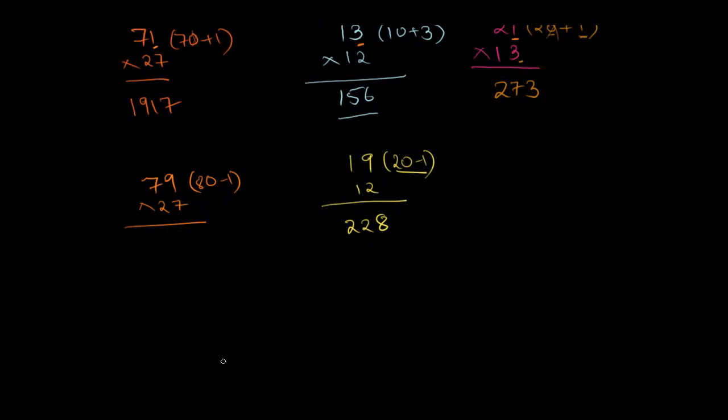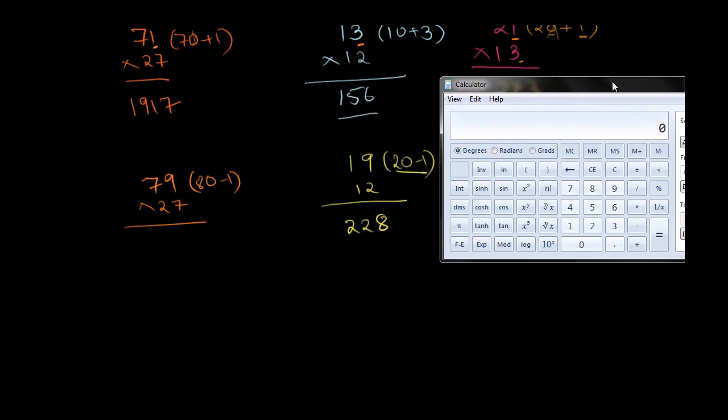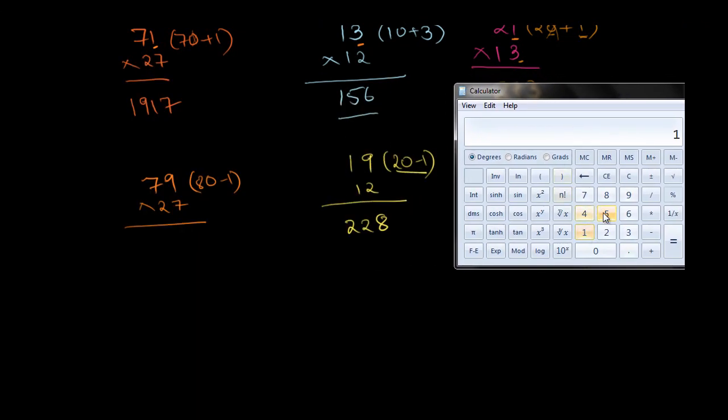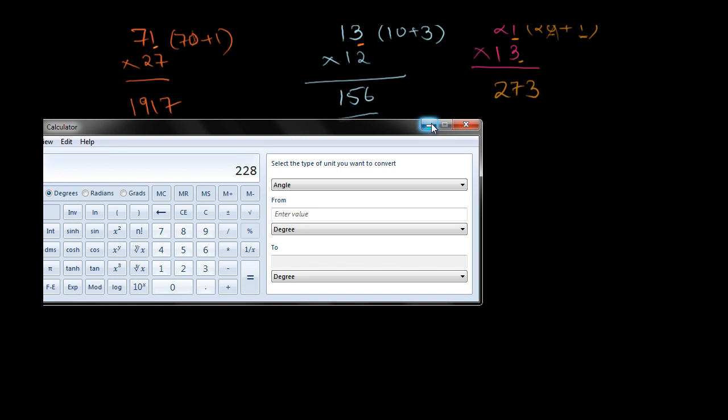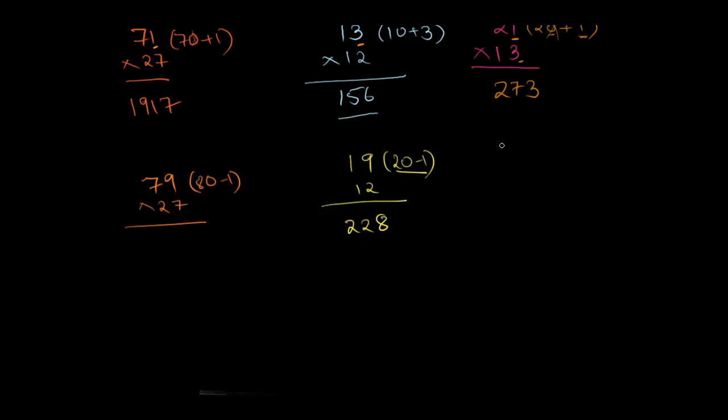I think I've closed the window. I'm sorry if you have seen something bizarre happening on the screen right now. But anyways, it's good to check our answers. Let me see. 19 times 12. Yes, that's 228. Let me minimize it this time so that I don't lose it. Right then. Let me do 29 times 13.